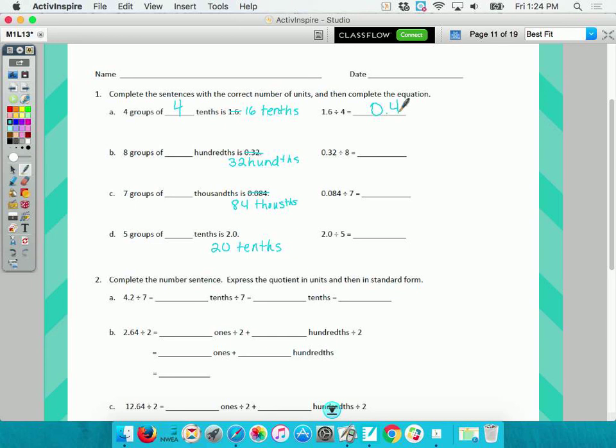8 groups of blank hundredths equals 32 hundredths. 4. 8 times 4 equals 32. But this time it's not tenths. What is it? Hundredths.